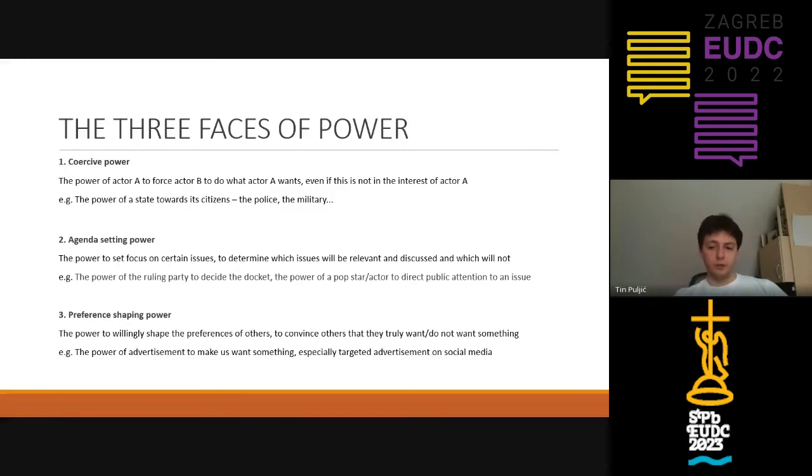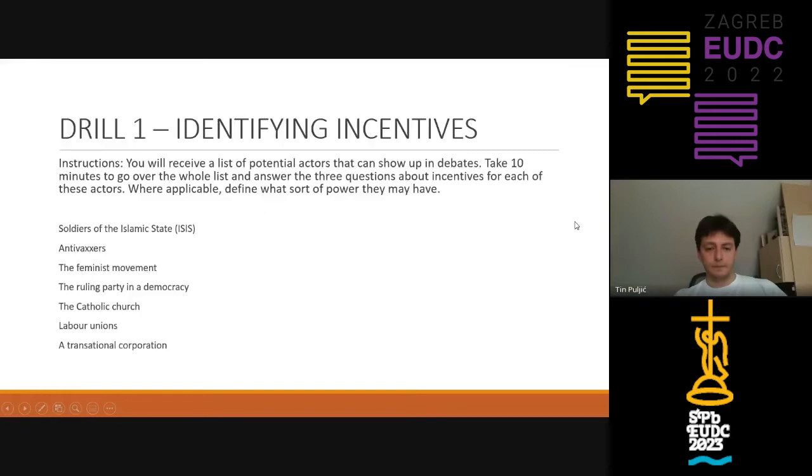Right. So we move on to drill number 1. Identifying incentives. So you have a list of potential actors that can show up in debate. There are 7 of them here. Take 10 minutes to go over the whole list and answer the 3 questions about incentives for each of these actors. So what do they want? How far are they willing to go to get it? And how far are they not? So what are and aren't they willing to sacrifice? And what irrationalities are they affected by? We will discuss this later.